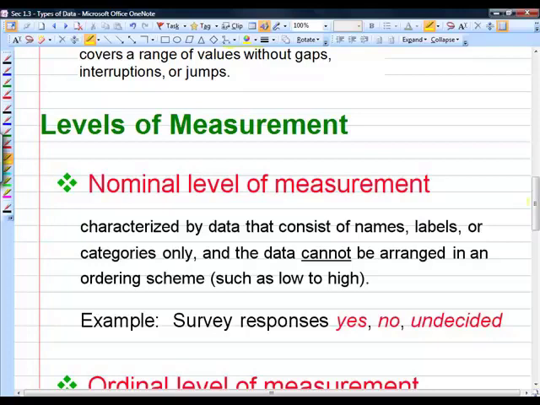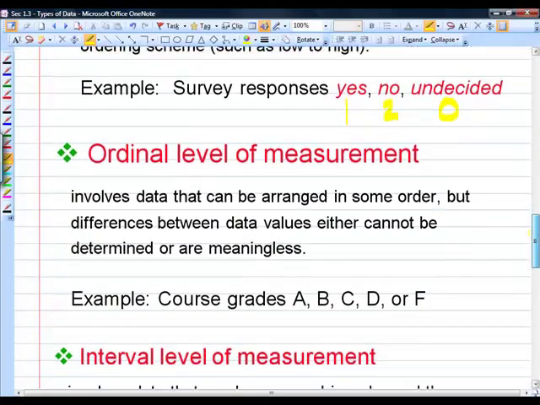If you can assign survey responses of yes, no, or undecided, you could even assign numbers to these. Yes could be a 1, no could be a 2, and undecided could be a 0. You assign numbers, but those numbers are arbitrary. They don't mean anything other than a category. An ordinal level of measurement, on the other hand, involves data that can be arranged in some order. Notice the similarity in the words here. Ordinal, order.